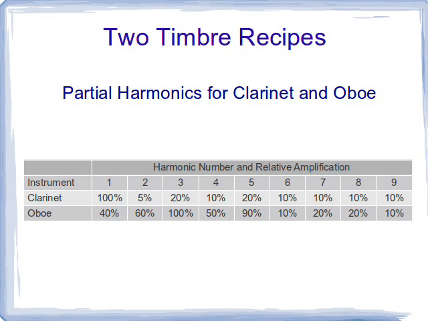We have the clarinet and oboe here, and this table says that the first harmonic, so the bass note of the clarinet, must be set to an amplification of 100%. The second one, 5%, the third, 20%, and on and on. It's only a simplification, because in harmonic additive synthesis we also have the phase shift, but we will not cover it here. Okay, let's go on.